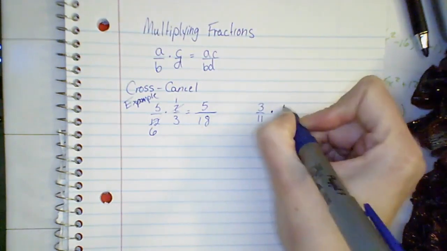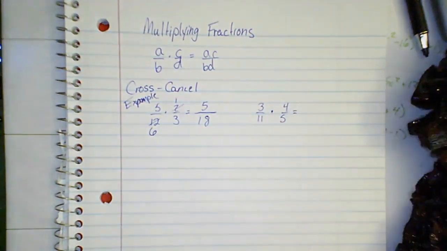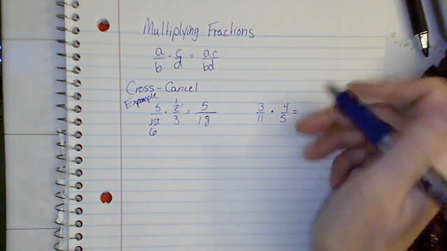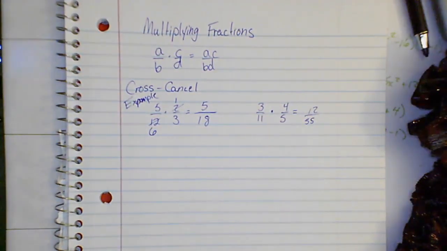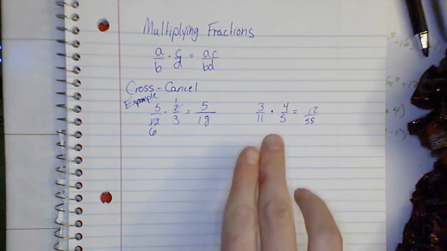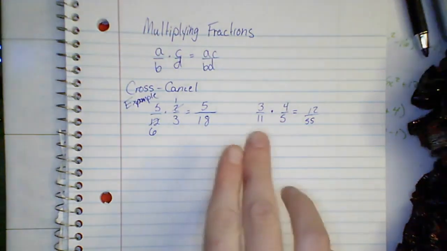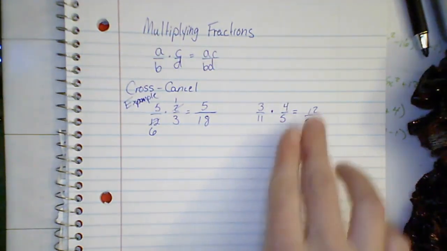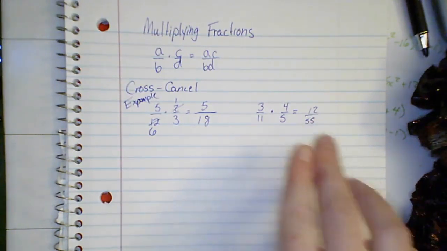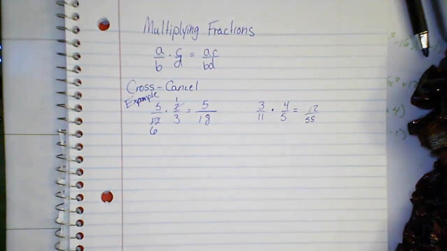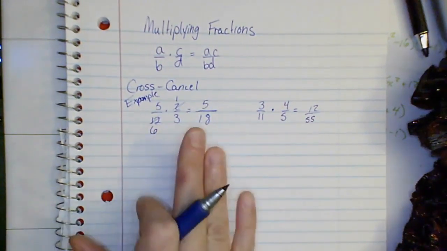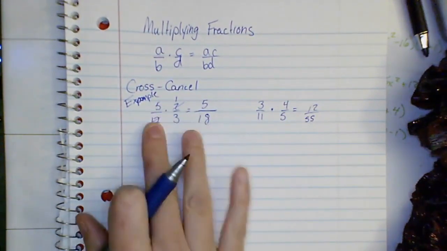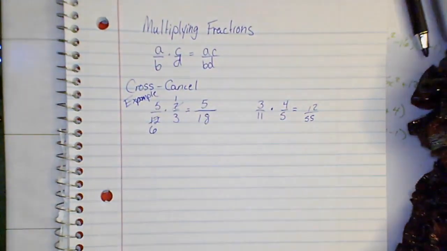3/11 times 4/5. If we look at our numerators and denominators, there's nothing we can cancel, so we can multiply across and be finished. So if you can't cross cancel at first, then when you get your answer, you won't be able to reduce the fraction. So if you can't cancel, you can't reduce. If you can reduce here and you don't, then you will have to reduce here.